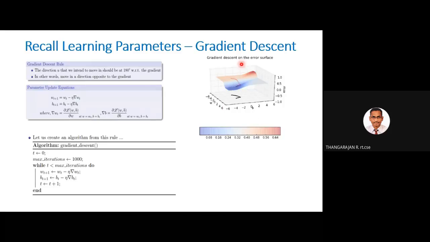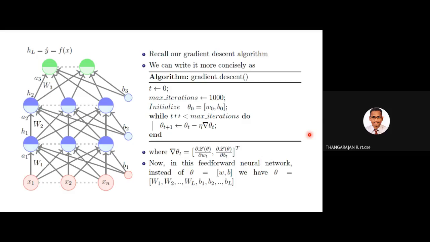So here red represents higher error and blue represents low error. Okay, so this is actually the thing you have to remember. And with this, we move on to the gradient descent algorithm.